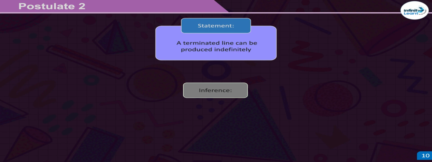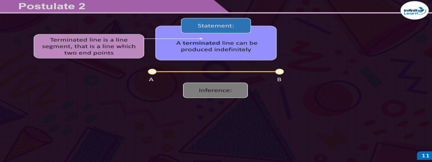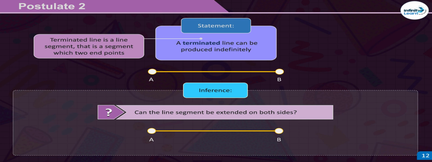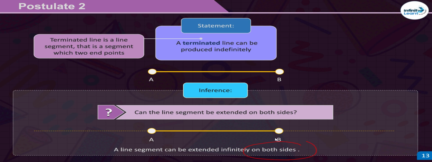Chalo. Moving on to postulate number 2. A terminated line can be produced indefinitely. For example, this is a terminated line. This can be produced either on this side or on this side. So a terminated line can be produced indefinitely on both the sides. Clear? On both sides it can be produced. Is it clear to each and everyone? Say yes or no. Clear है? Postulate number 2.